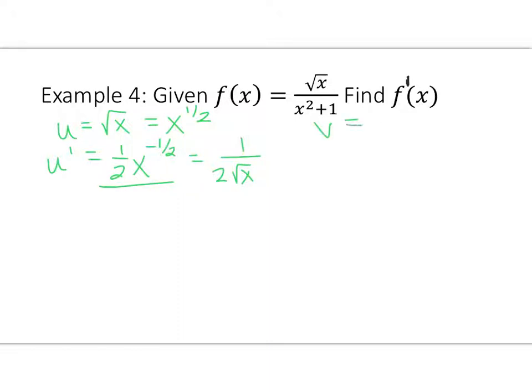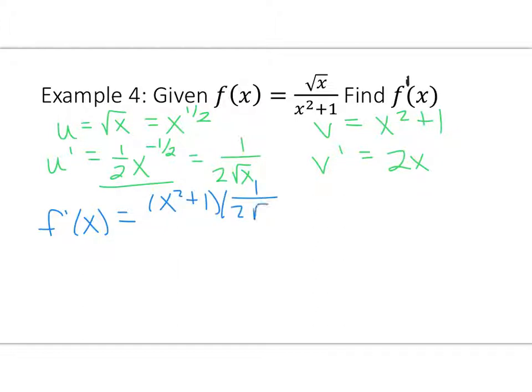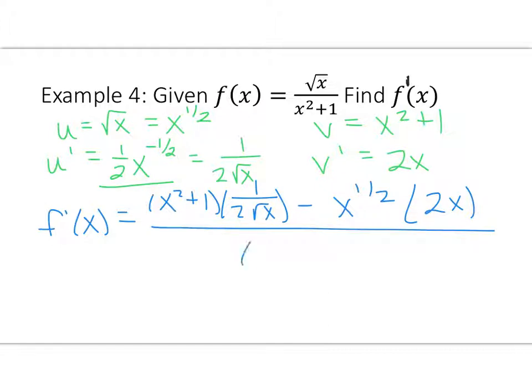The lower function is x squared plus 1. The derivative of that is equal to 2x. So now f prime of x equals low, x squared plus 1, d high, 1 over 2 square root of x, minus high, x to the 1/2, d low, which is 2x, all over low, x squared plus 1 squared. Okay, calculus part done. Now the algebra kicks in.